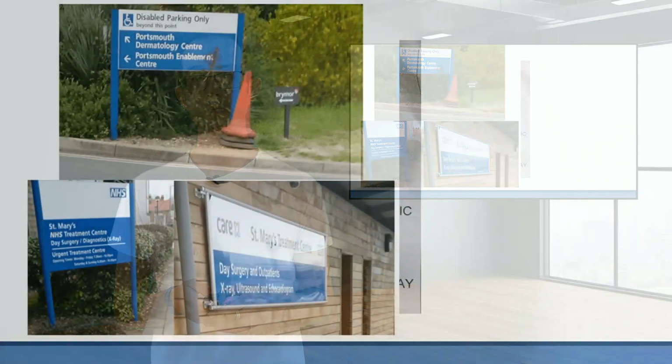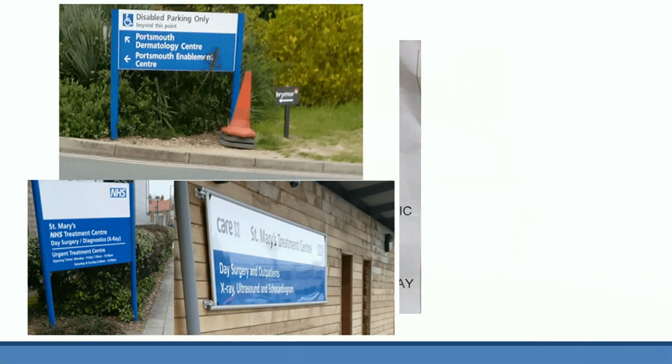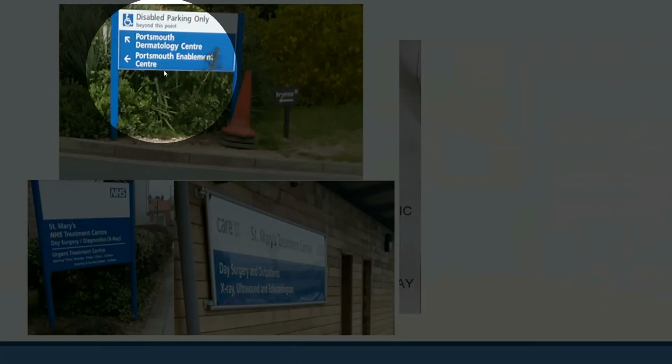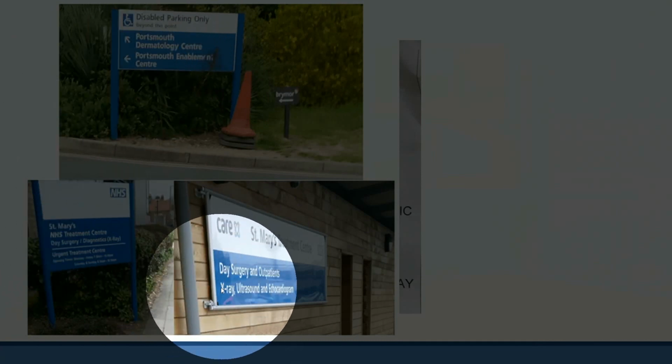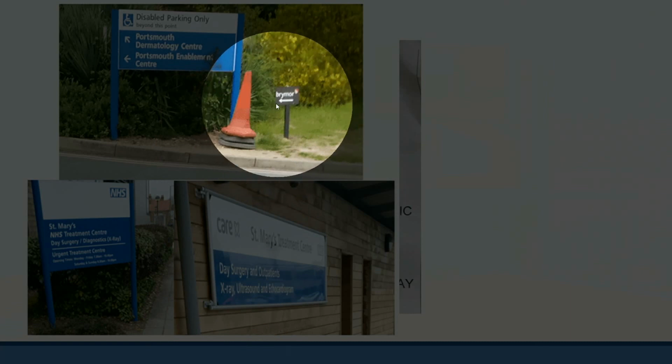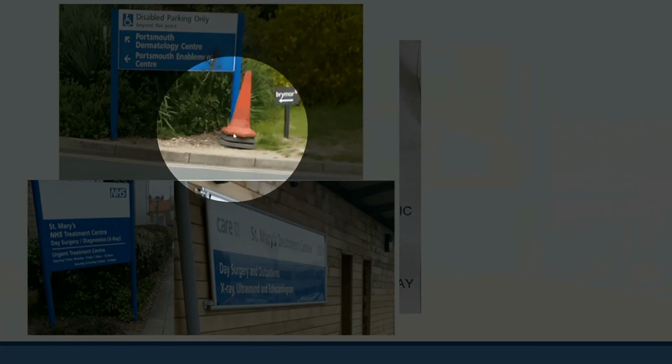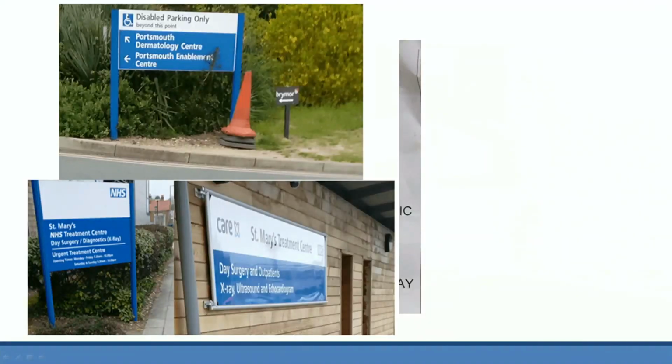So if you look at some of the signage which I noticed on my way in, you'll see that you've got, for example, Portsmouth Dermatology Centre, Enablement Centre, you've got the Treatment Centre, you've got the Day Surgery, you've got this weird sign here, Brymore, pointing towards some traffic cones. I've no idea whether that's for me or where I'm supposed to go.